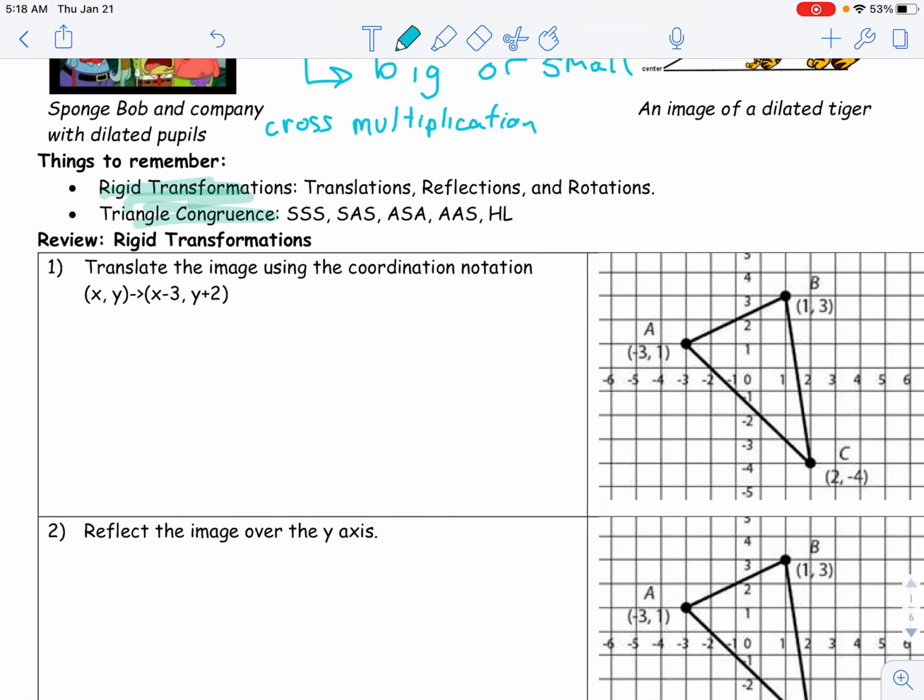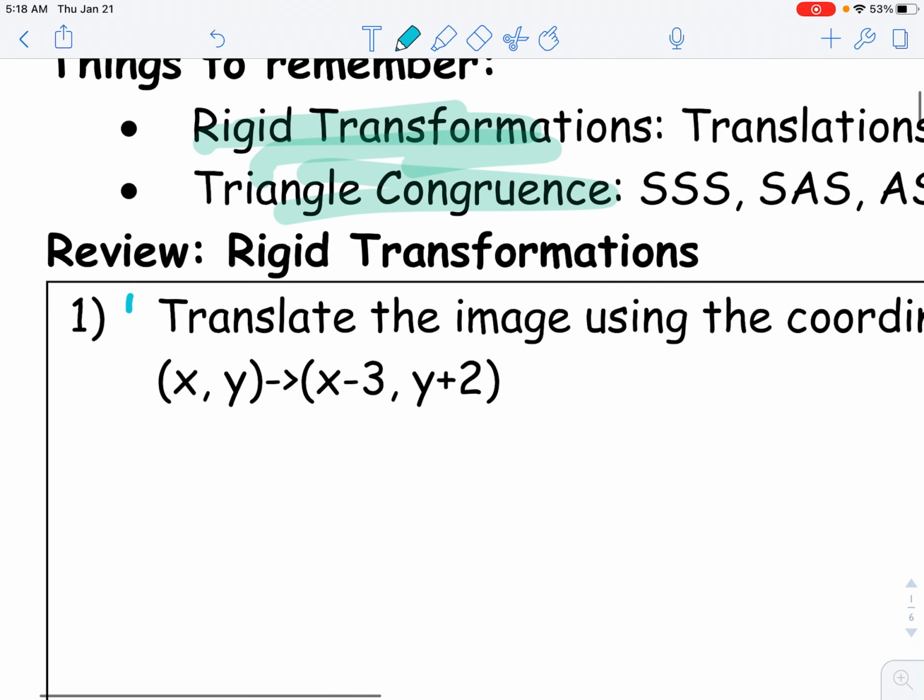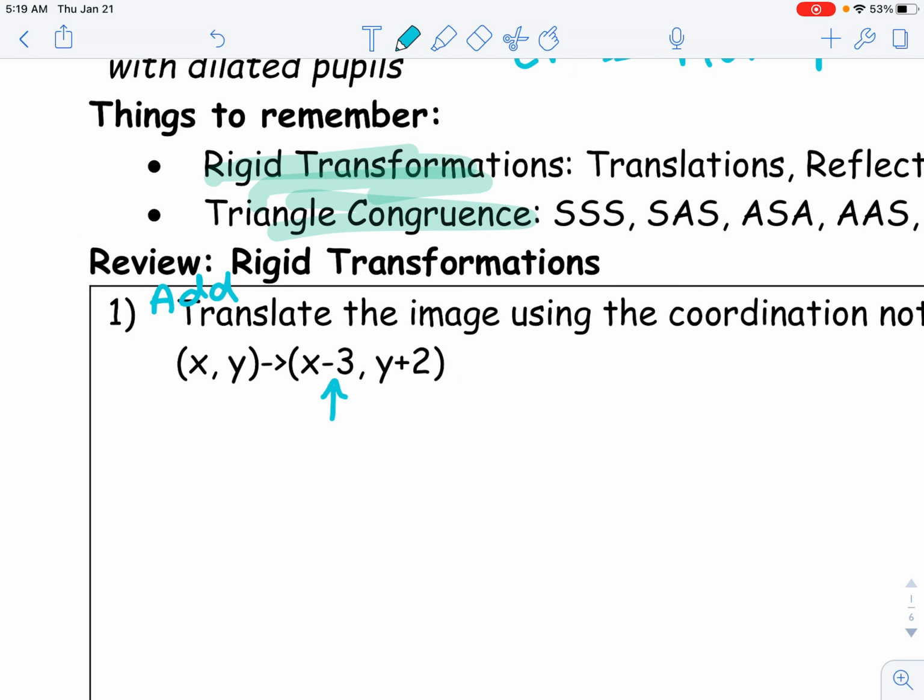Translate the image using the coordinate notation (x, y) arrow (x minus 3, y plus 2). So translation, oversimplifying, it's adding, okay? And then x minus 3 means left 3, up 2.